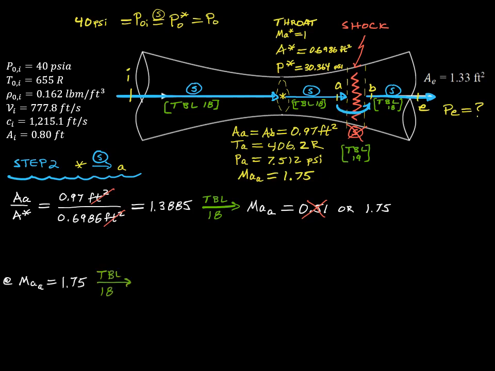At a Mach number of 1.75, we could get some properties at state A. So we could get the ratio of the temperature at state A to the stagnation temperature. And remember, we're given stagnation temperature right here. And we could calculate the ratio of the static pressure at state A with regards to the stagnation pressure, which is given right here, and we know that carries throughout all of the isentropic flows. So let's go to table 18.